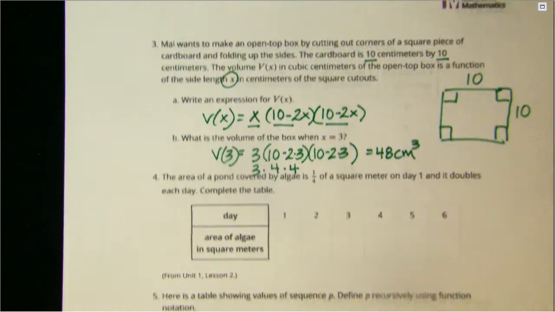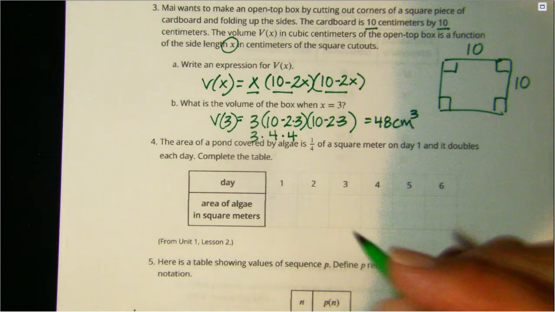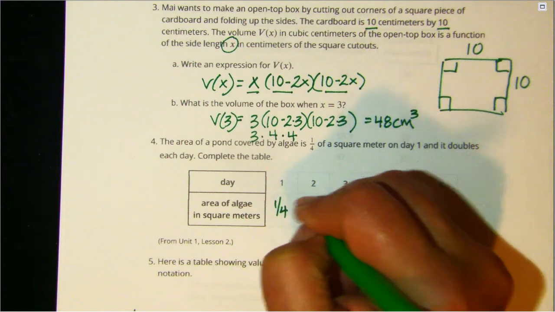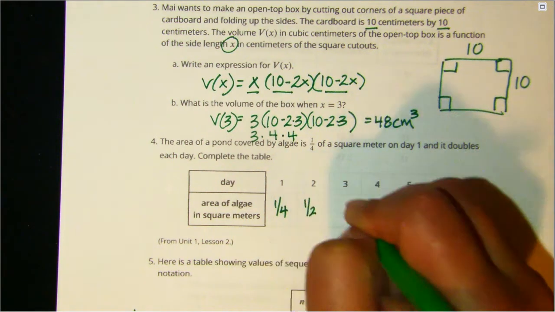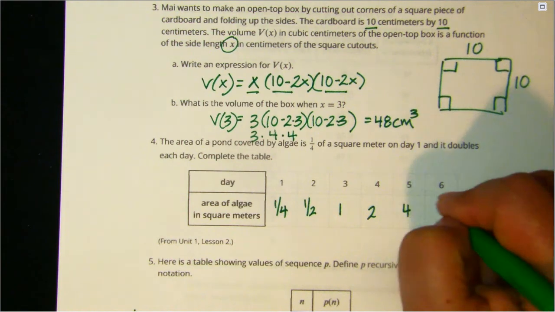Number 4, the area of a pond covered by algae is 1/4 of a square meter on day 1, and it doubles each day. Complete the table. All right, day 1, 1/4 doubles. So if I times that times 2, I get a half. Doubled 1, doubled 2, doubled 4, doubled 8.